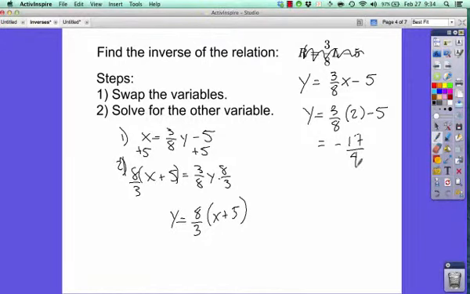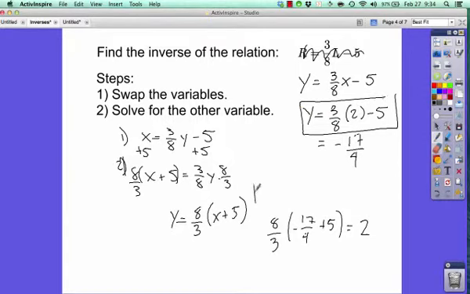Okay. And again, if I put in negative 17 fourths right here, I get 8 thirds, negative 17 fourths plus 5. Well, that's 20 fourths. So we get 3 fourths times 8 thirds. 3 fourths times 8 thirds is, okay.